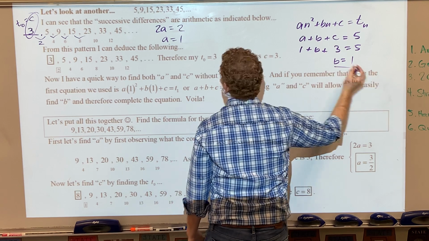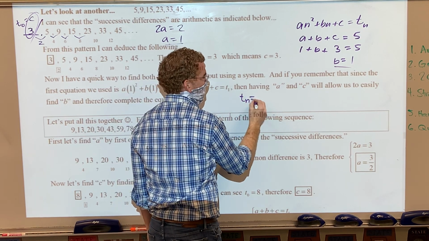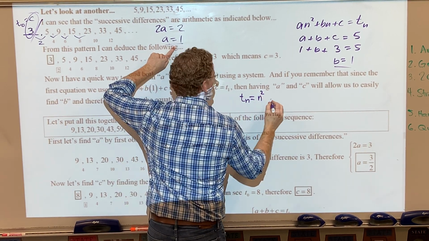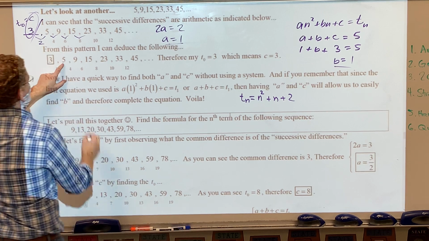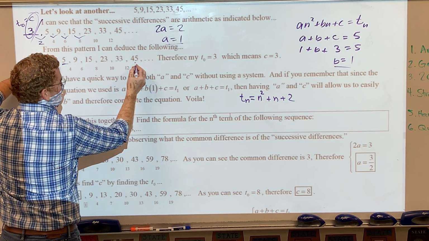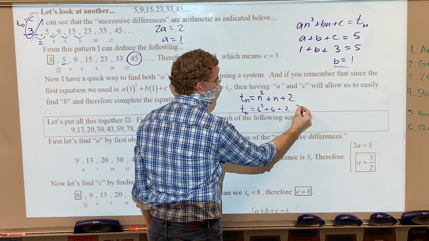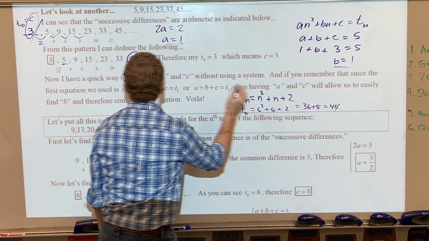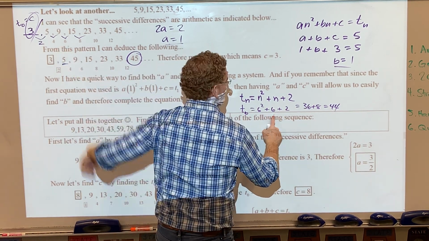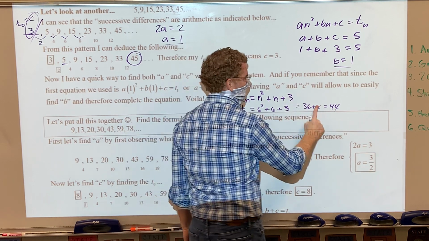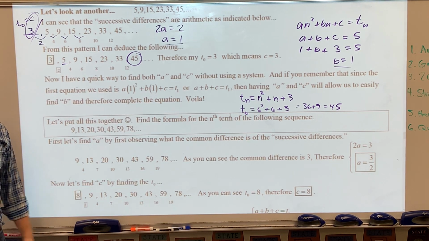So now I know my A, my B, my C, and I know my formula. So my formula is A is 1, n squared plus 1n plus 2. And now if I want to find, we started with this, right? 1, 2, 3, 4, 5, 6. We'll just check it. The sixth term, T6 equals 6 squared plus 6 plus 2, 36 plus 8, 44. Oh, plus what? C. Oh, C is 3, sorry. What happened? The rule is blowing up. So if I wanted to find the 100th term, I'd have a formula.